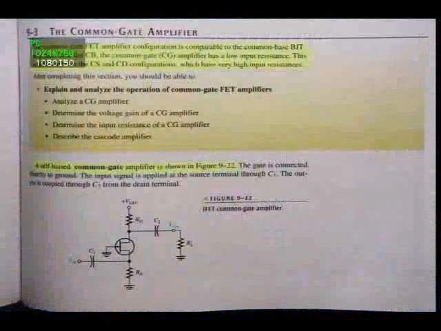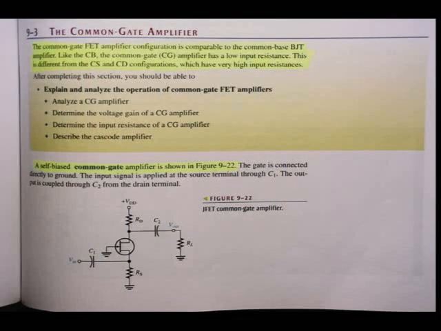Alright, let's have a look at what's going on in the textbook. It says there, a self-biased common gate amplifier. Obviously you've seen that it's a self-biased method of biasing that's been used, with the gate connected directly to ground, as we've seen. The input signal is applied to the source terminal through C1, and the output is coupled through C2 from the drain terminal, as we've seen.